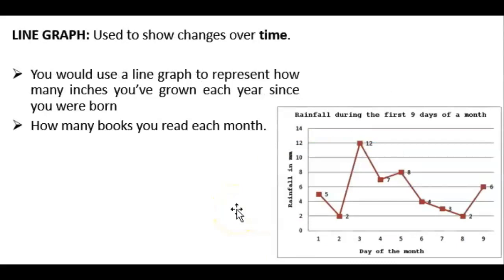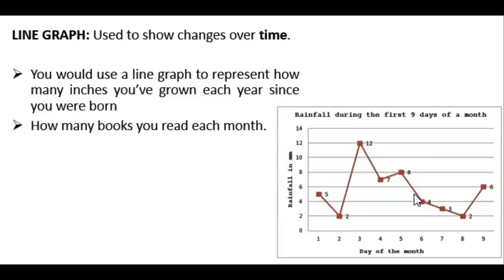A line graph is used to show changes over time. Time is a big clue for a line graph. This graph here is an example of a line graph. We plot our data points and then we connect them with a line. Time can include any amount of time, whether it's a second, a minute, a day, a week, a month, a year, a century, or so on.